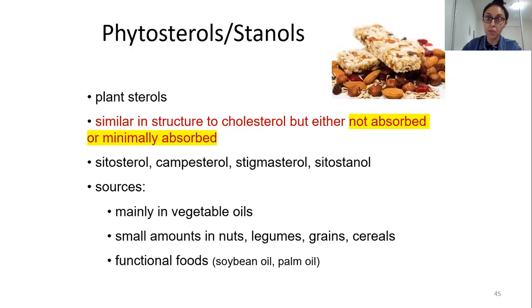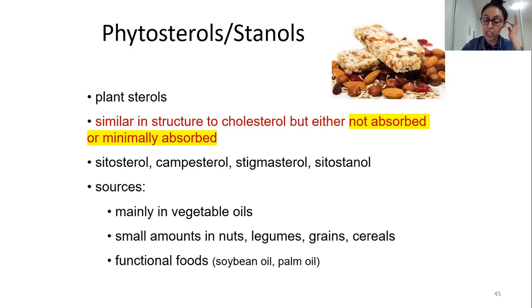You worry more about trans fats coming from your fried foods, with oil being used 100 times in that frying, coming from poor sources of margarine, and coming from really cheap confectionery items, because that is where they use a lot of cheap margarine. Okay, so phytosterols or stanols have a chemical structure very similar to cholesterol, but humans do not absorb these phytosterols or stanols. There is very minimal to no absorption. And where do you find them? You predominantly find them in your vegetable oils.